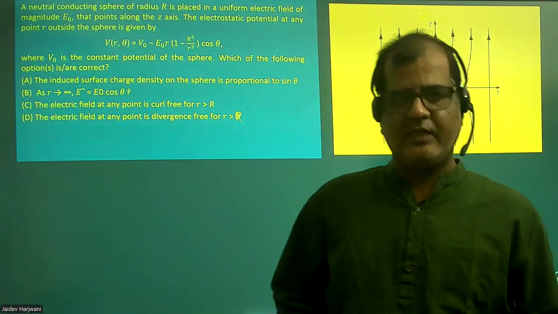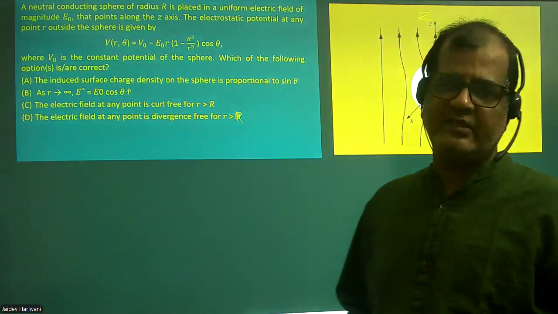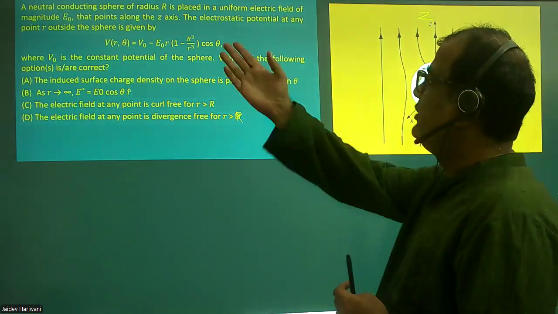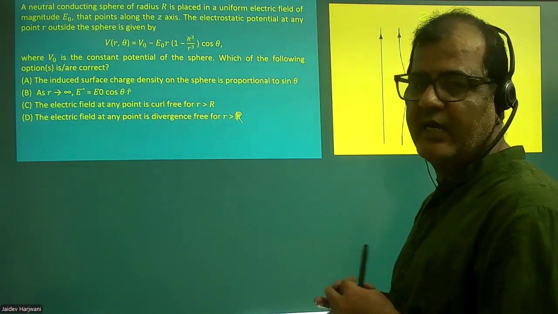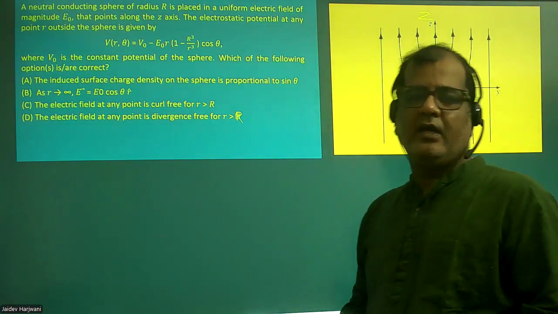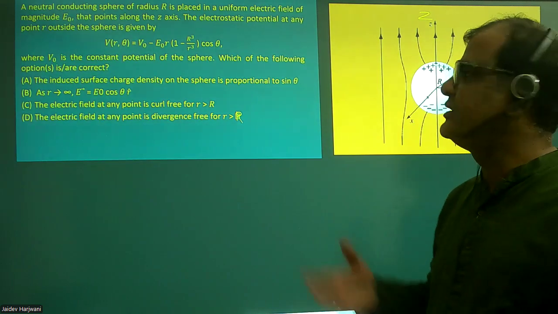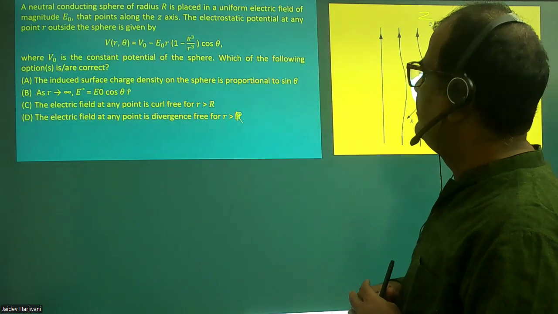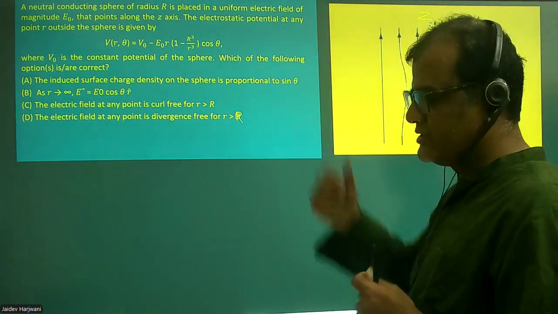Hello students, let us solve one more problem from this year's GATE question paper. They have given you a neutral conducting sphere of radius R which is placed in a uniform electric field. This is the standard problem and they have given you the expression for potential, and they ask which of the following options are correct.